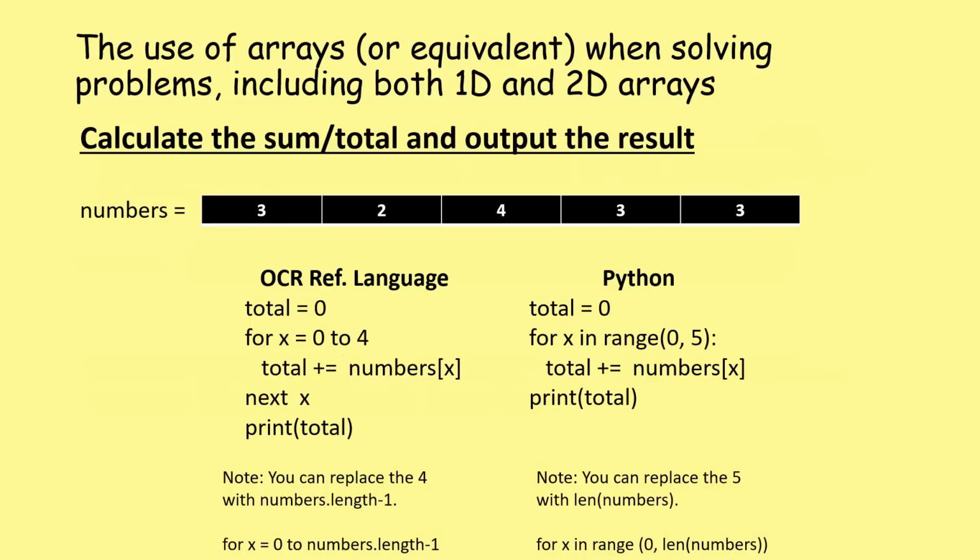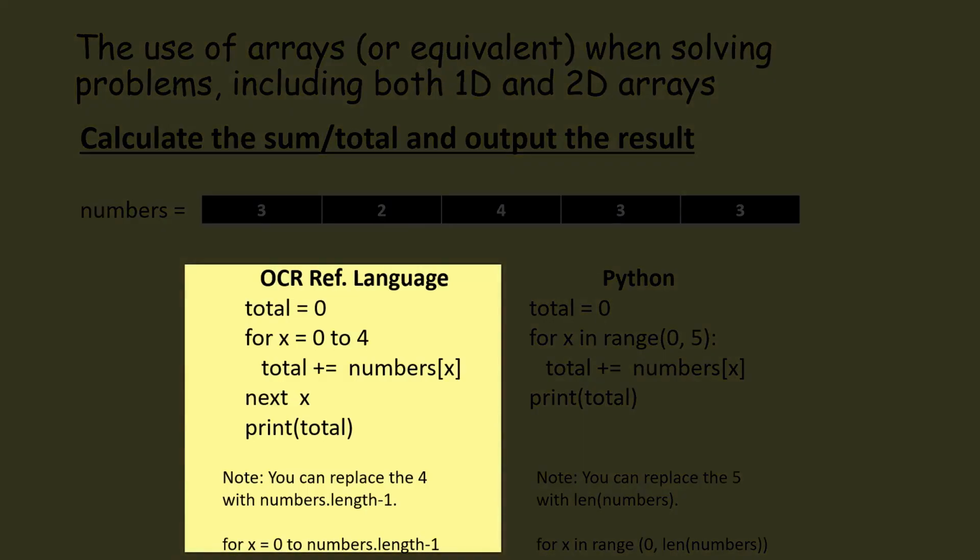So a simple thing you'll be asked to do is calculate the sum or the total and output the result of a series of numbers. Some people will just say numbers 0 plus numbers 1 plus numbers 2 plus numbers 3 plus numbers 4. And that might get you some credit, but what they really want you to do is loop through the array and then come up with the total. So this is how we do it in the OCR reference language.